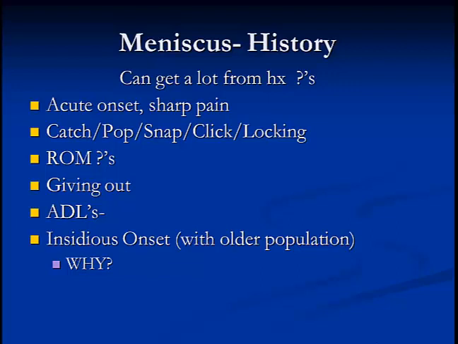You can get a lot from your history questions, as we've discussed throughout the semester. In addition to the standard questions that you would ask as it pertains to their chief complaint, establishing a mechanism of injury, understanding their symptoms, their ADLs, and previous history, there are specific questions for possible meniscal tears. Specifically, the type of pain would be some type of acute onset, if it's acute, or possibly chronic, and it's going to be some type of sharp pain.